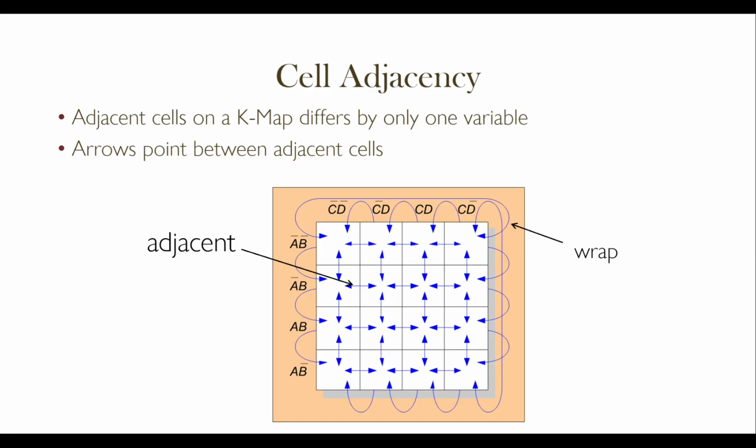Alright, this is an example of cell adjacency. You can wrap around, and this one is adjacent, very near. So this is an example of a 16-cell map, 4 times 4. For this one, you will have 4 variables, which are A, B, C, and D.